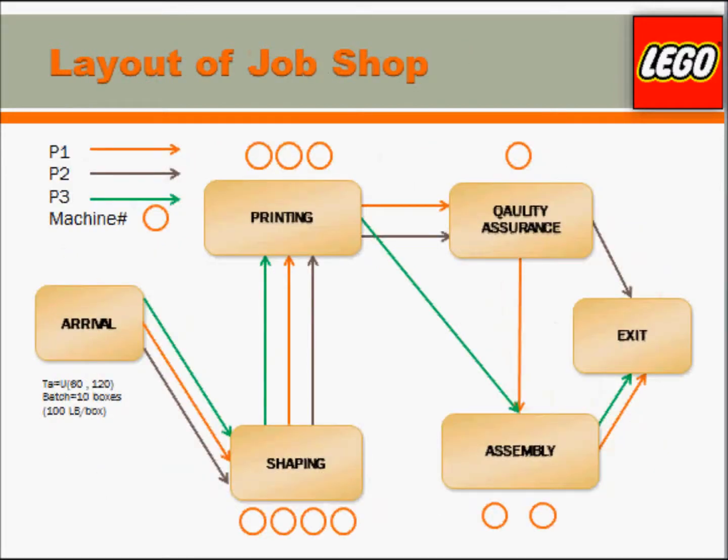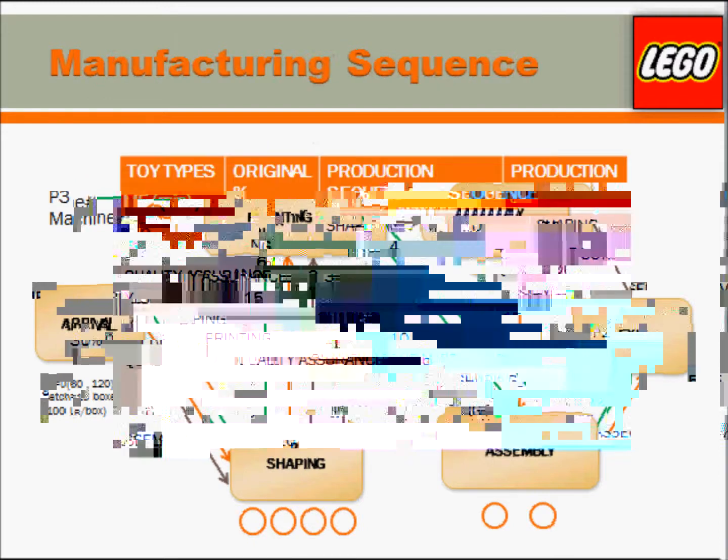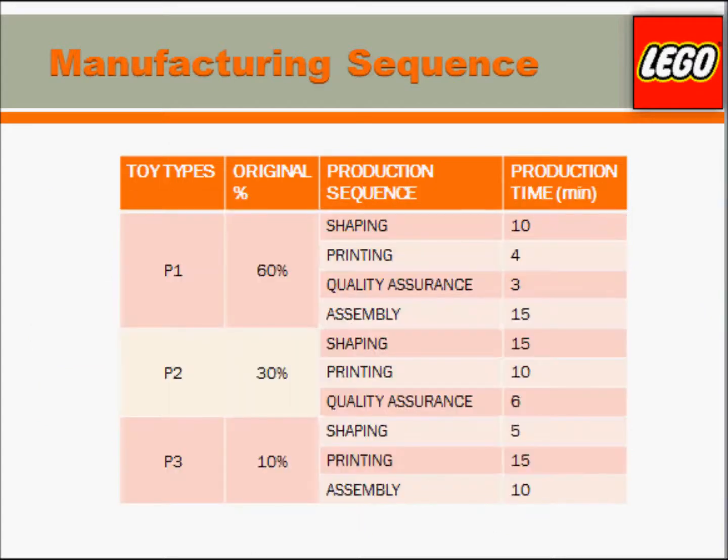This is the general layout of our job shop model. 3 lines of different colors represent 3 different production processes, and the number of circles represents the number of machines at each station. The process time at each station will be decided based on the product type. In this chart, we list the production process of each product type and its original allocation. The numbers in the 4th column indicate the production time at every step for the 3 types of products.